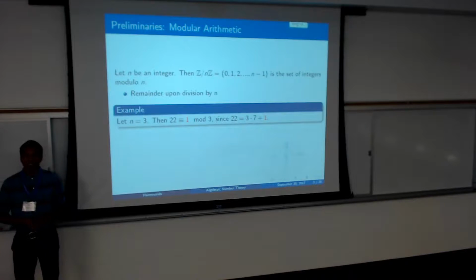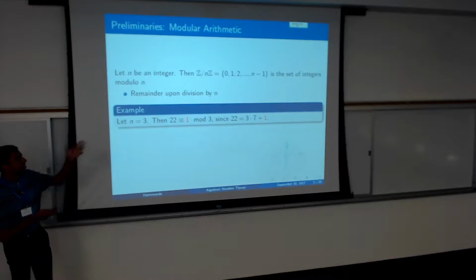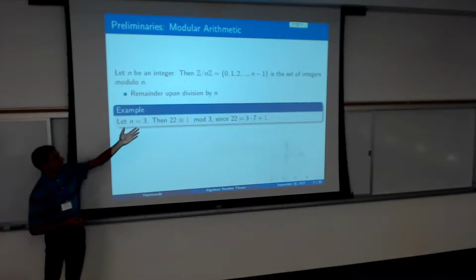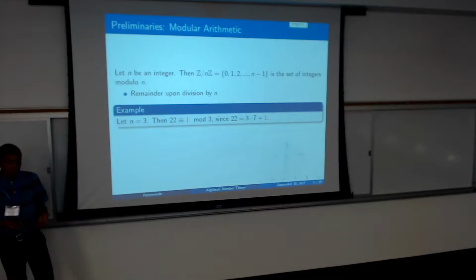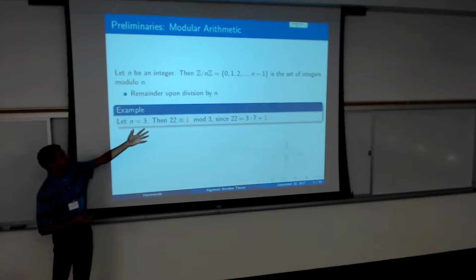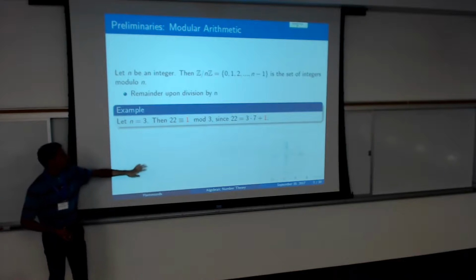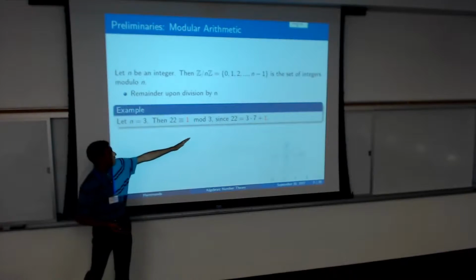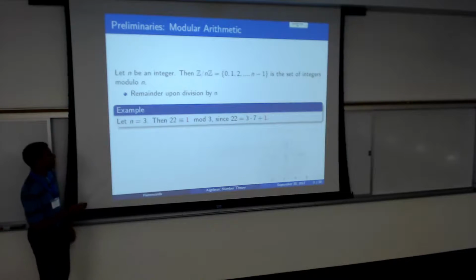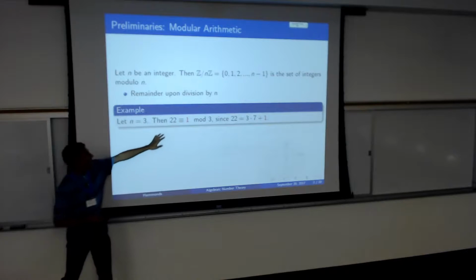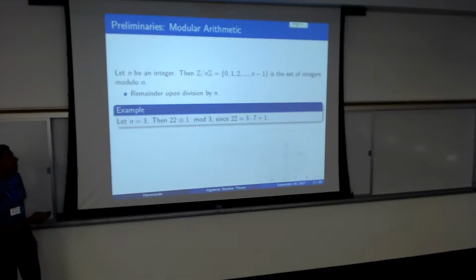So first we should talk about modular arithmetic. Suppose you have an integer n, then we call this group Z mod nZ, and it's basically the set of integers modulo n. These integers are like the remainders you get when you divide a number by n. For example, if you let n equal 3, then 22 is 1 mod 3, since 22 is 3 times 7 plus 1. In particular, we say a is congruent to b mod n if n divides a minus b. It's another way to think about it.